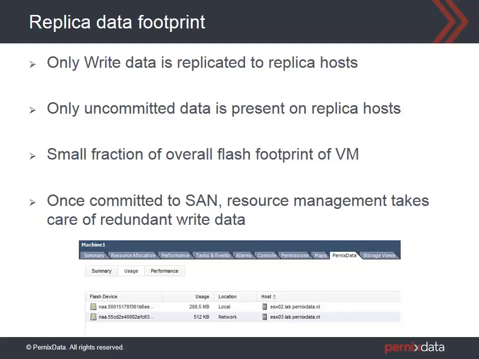So if the host fails, if ESX02 fails, the host that is actually running the virtual machine, ESX03 is going to destage, that's the act of writing the data towards the storage array, 512 kilobytes of data towards the array. And when the virtual machine is getting restarted by HA, it will have all the data on the datastore again.